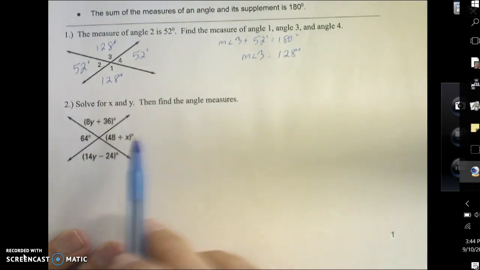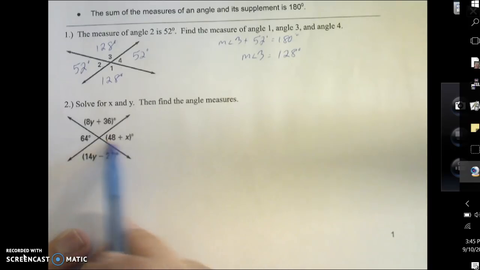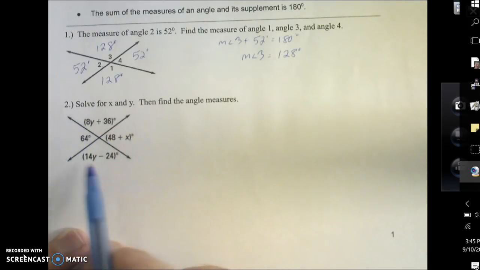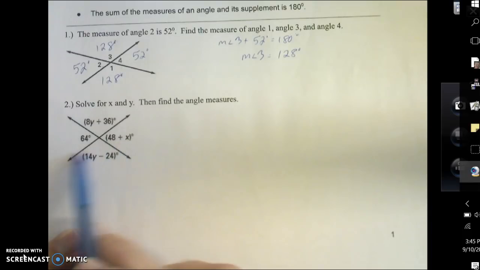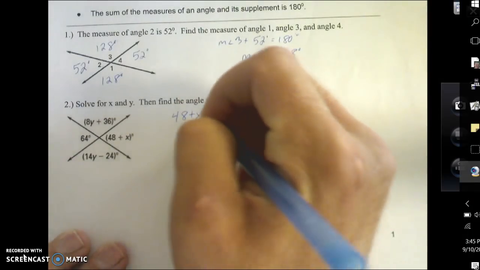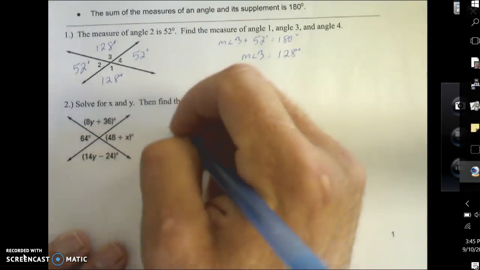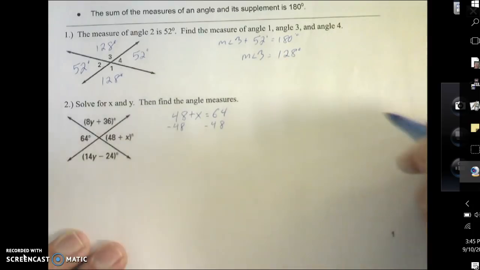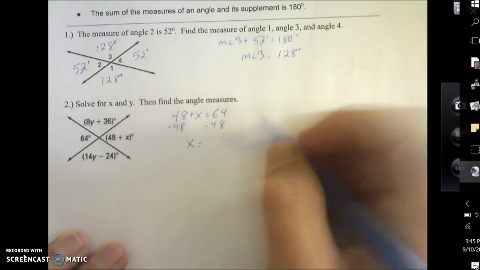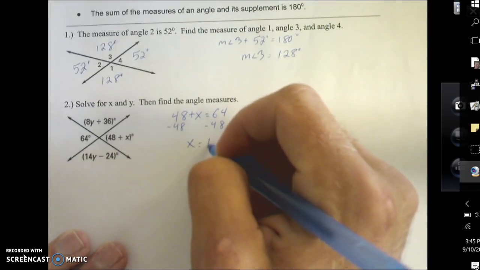Okay, number 2, solve for x and y, then find the angle measures. We want to figure out an equation and try to solve for x and for y. Here's my x. Do you see any other x's anywhere in the problem? No, but directly across from it is 64. They are vertical angles, so I can set them equal. 48 plus x equals 64 degrees. Now if I want to solve for that, I may subtract 48 from both sides. X equals, let's see here, 26 degrees. Or I'm sorry, 16 degrees.